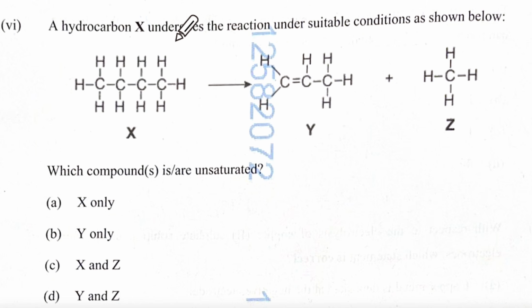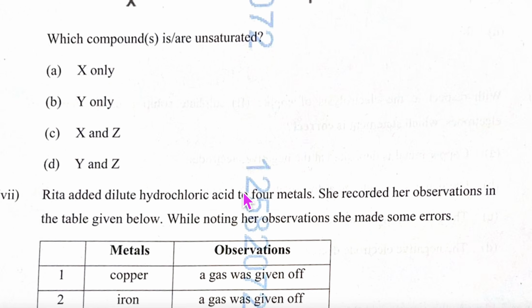A hydrocarbon X undergoes the reaction under suitable conditions as shown below. So we have this is the butane, and butane undergoes the reaction this way, and it will give you this. Which compound or compounds are unsaturated? This is saturated, this is unsaturated. So Y only, means presence of double bond.